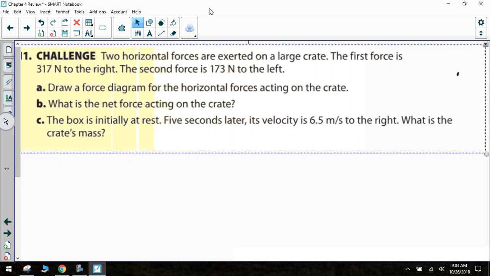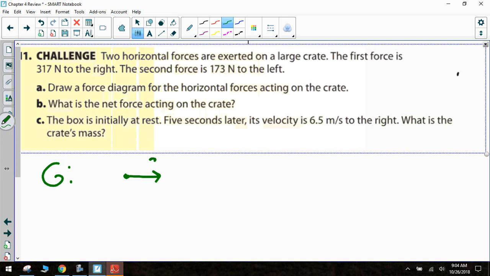Okay. So 2 horizontal forces are exerted on a large crate. The first force is 317 newtons to the right. The second is 173 newtons to the left. Draw a force diagram for the forces acting on the crate. Just for the horizontal forces, no up and down forces. Okay? So for my given, I start by drawing my free body diagram. That's the crate. And it says the first force is 317 newtons to the right. And it says the second is 173 newtons to the left.